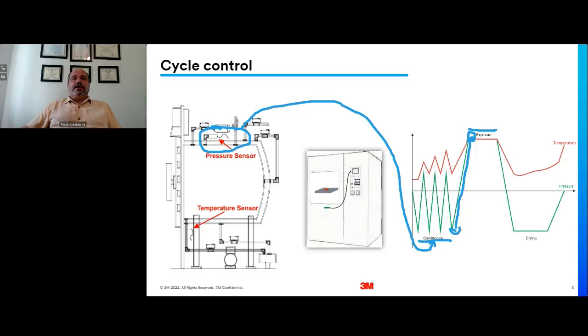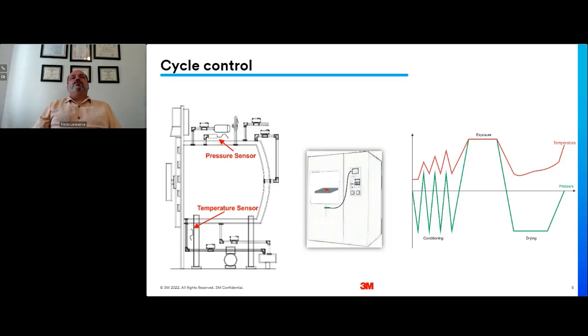At the end of the exposure phase, again, I switch back to the pressure transducer, and the pressure transducer is going to monitor the vacuum that is being pulled inside of the chamber to remove all the steam and all the condensate that is going to be vaporized during this drying process.